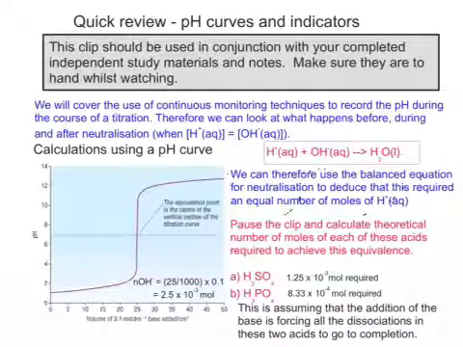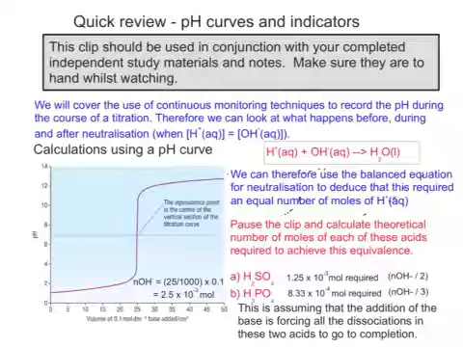So making the assumption that the addition of the base is forcing all the dissociations in these two acids to run to completion, that would mean that you'd require 1.25 times 10 to the minus 3 moles of H2SO4 and 8.33 recurring times 10 to the minus 4 moles of H3PO4. Because what I'm doing in each case is looking at the number of moles of OH- that I need and dividing it by the number of hydrogens that I have available, 2 in the case of H2SO4, 3 in the case of H3PO4.